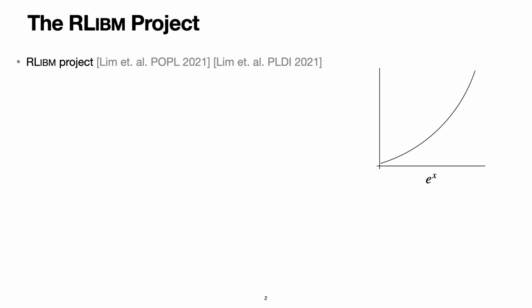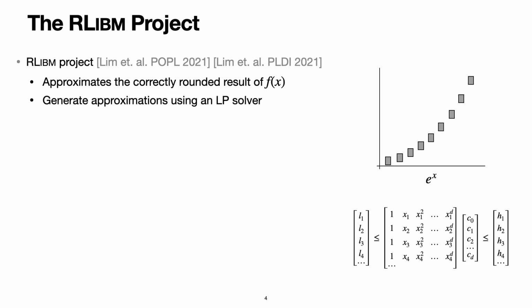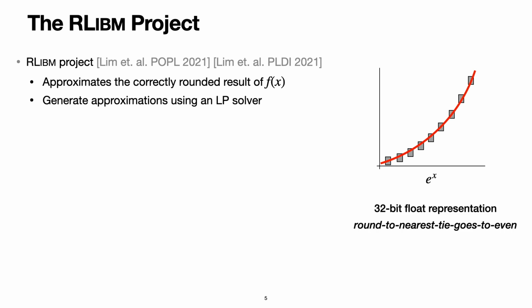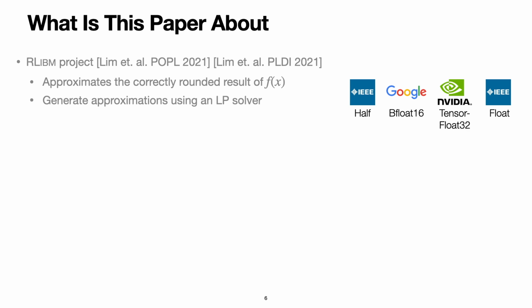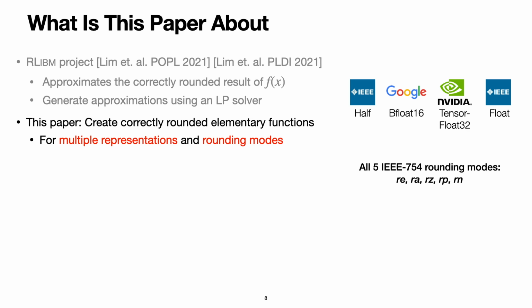In the RLIBM Project, we have been accurately approximating elementary functions by making a case for approximating the correctly rounded result of f of x and framing the problem of generating polynomial approximations into an LP problem. We were successful in generating elementary functions for the float type, but now everyone is designing their own representations and using different rounding modes for efficient hardware implementations, and we want to produce correct results for all of these representations and rounding modes, without creating 20 implementations for each elementary function.